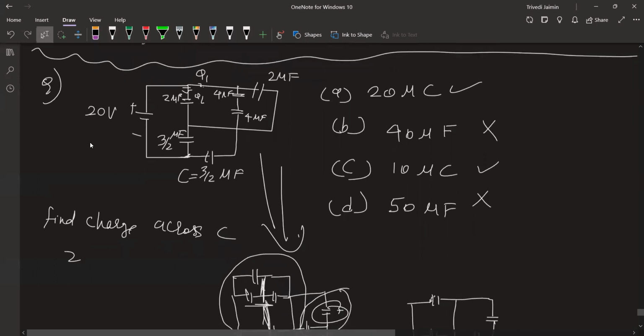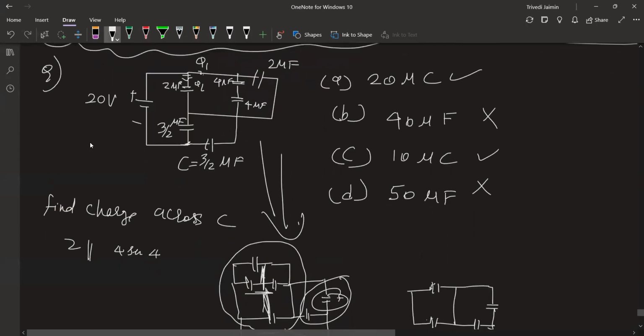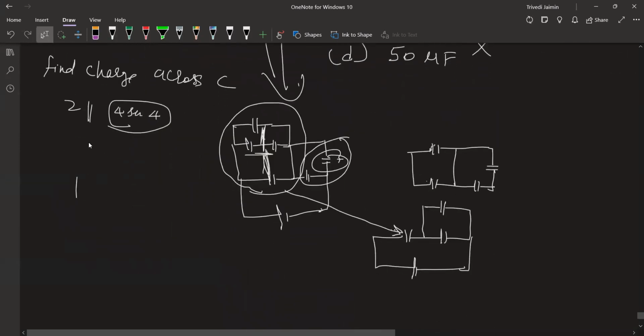2 is parallel with 4 series 4. So first step is your series. So 1/4 plus 1/4, which is 2/4, which is 2. 2 plus 2, which is 4. So first, second done.